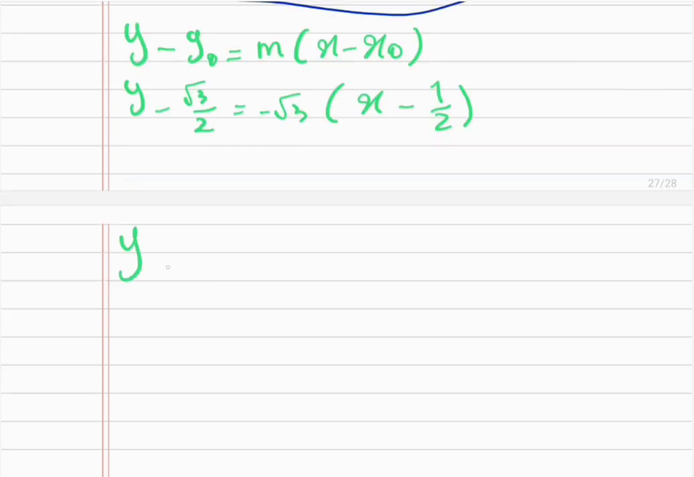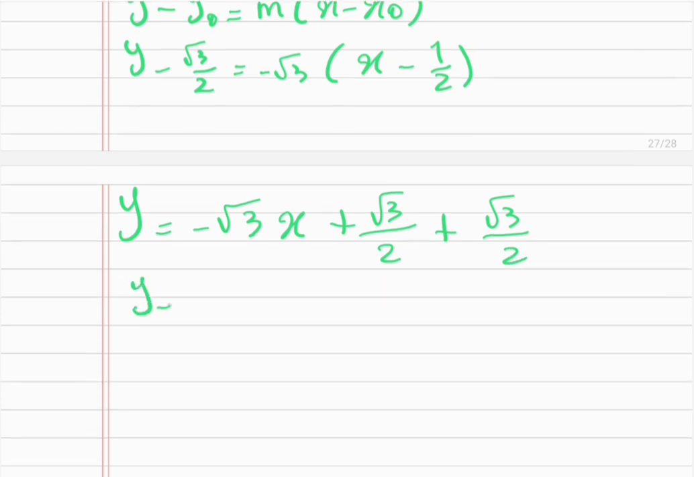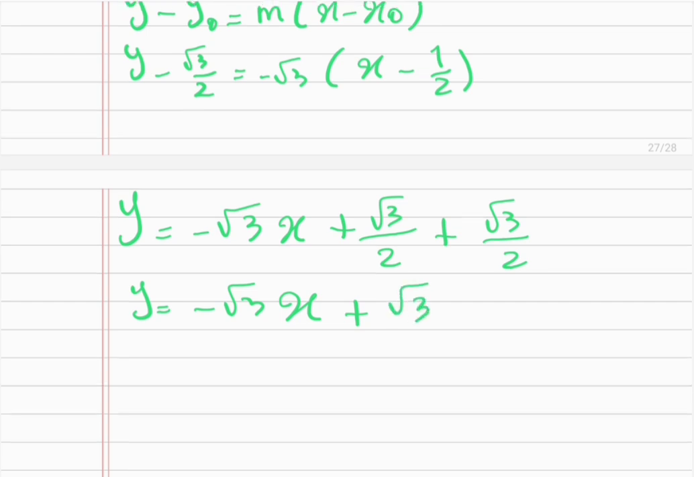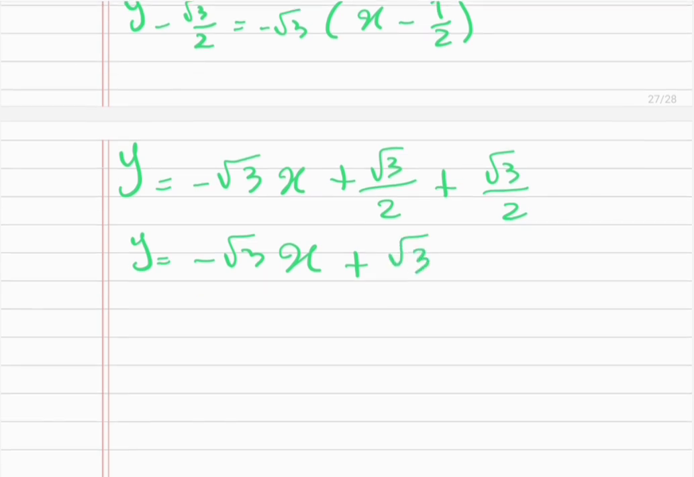So y is equal to, let's first expand and then add root 3 over 2 to both sides. So if we expand the bracket, we have minus root 3 x plus root 3 over 2, and then adding root 3 over 2 to both sides, we then get y is equal to minus root 3 x plus root 3. And that's it. So this is the equation of the normal.